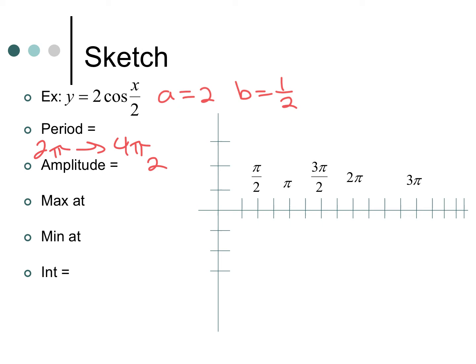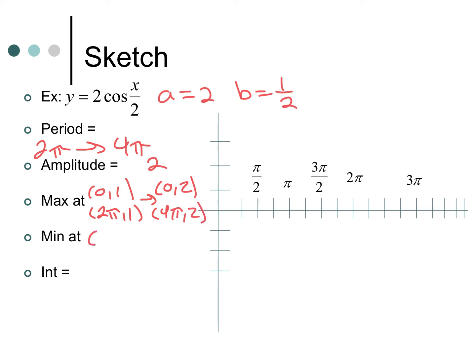All right, for our maximums, we had a maximum at 0, 1. We had another maximum at 2 pi and 1. So for both of those, we're going to multiply our x values by 2 to get that horizontal stretch, and we're going to multiply our y values by 2 to get that vertical stretch, which means we're going to have 0, 2 for our first one, and then 4 pi, 2 for our second maximum.